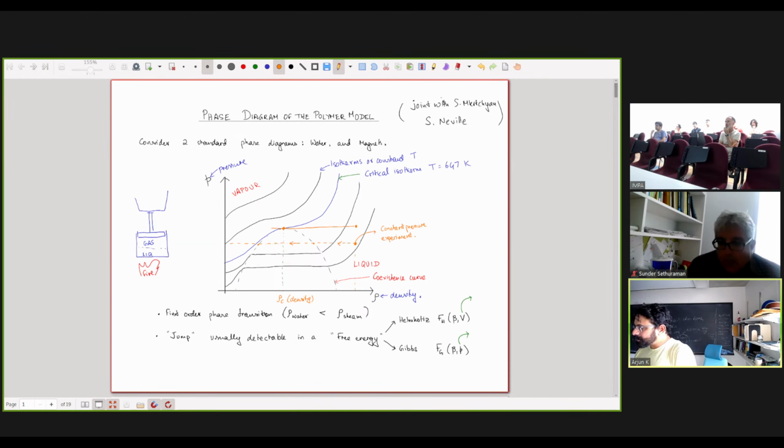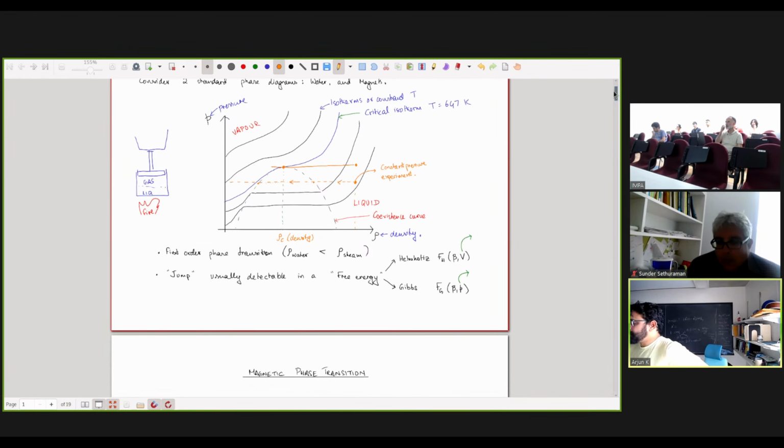So the typical constant pressure phase transition that we've seen is a first order phase transition because you can see a big jump in the density, like water is much more dense than steam. If there's a jump in some quantity like this, it's called a first order phase transition. And this jump is usually detectable in a free energy of some kind. There's an actual jump in one of these quantities.